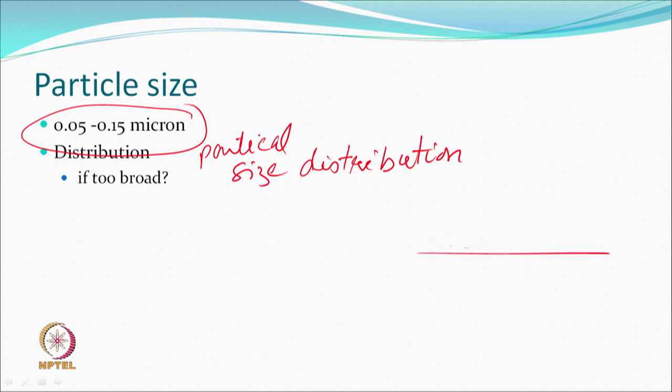So, you can have a very sharp narrow distribution, or you can have a broad distribution. Obviously, one would like to have as narrow a distribution as possible, but it is always a challenge. It is not easy to do, but the milling is the operation which is done, so that the particle size is brought down to a certain range.